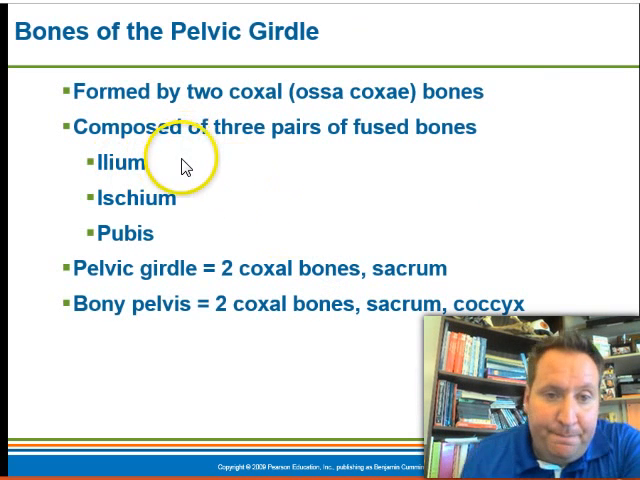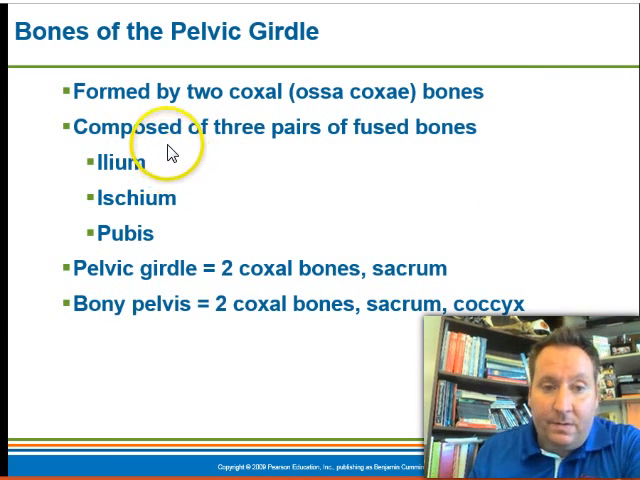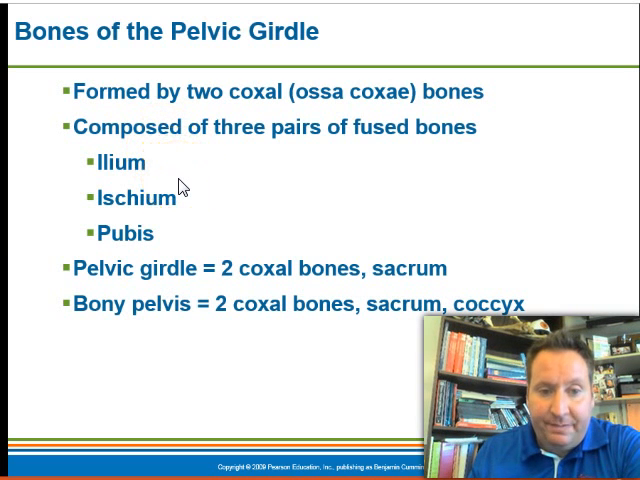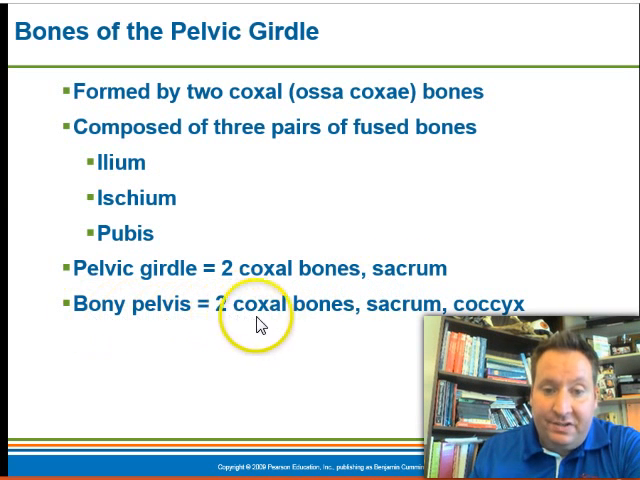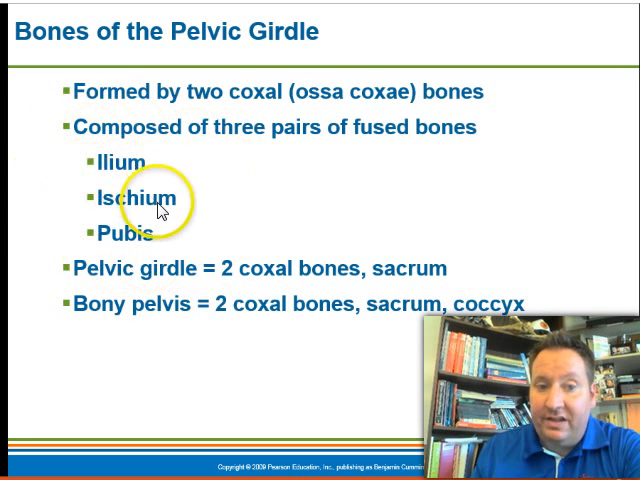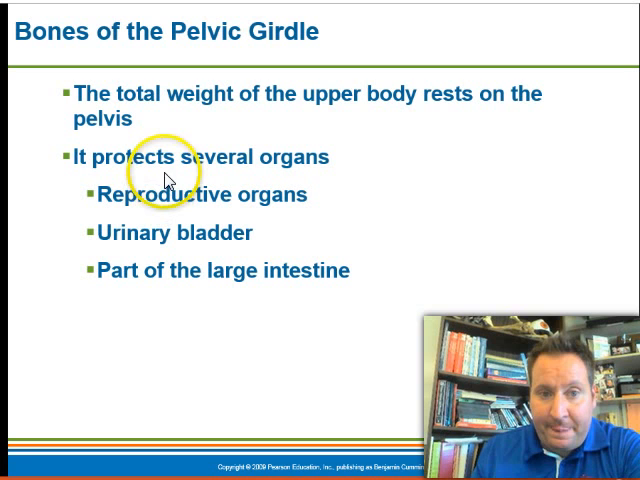We take a look at the pectoral, or I'm sorry, the pelvic girdle. It's composed of 3 pairs of bones that fuse together: the ilium, the ischium, and the pubis. The pelvic girdle consists of the 2 coxal bones and the sacrum. The bony pelvis consists of the 2 coxal bones, the sacrum and the coccyx. So the coxal bones are these 3 bones fused together, the ilium, the ischium, and the pubis.